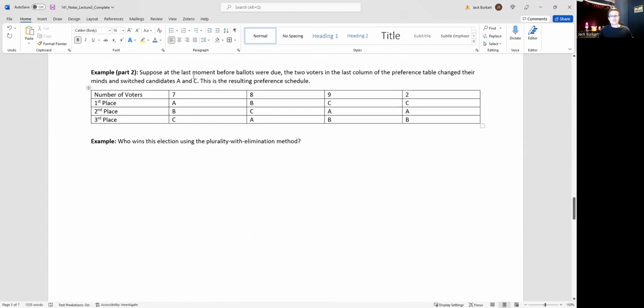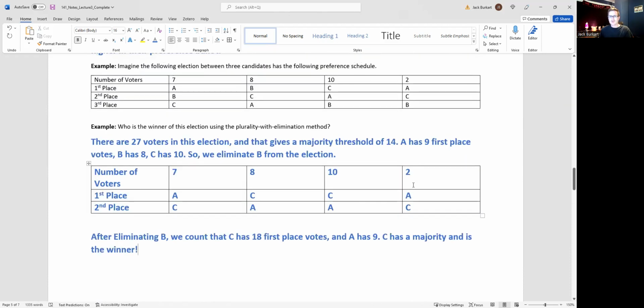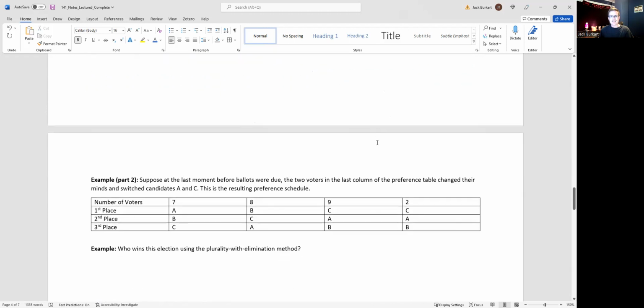Let's move on to a new example. Suppose that at the last minute before ballots were due, the two voters in the last column of the preference table above, who preferred A to C to B, changed their minds and switched at the last minute from candidate A to candidate C. That would result in the following preference schedule.